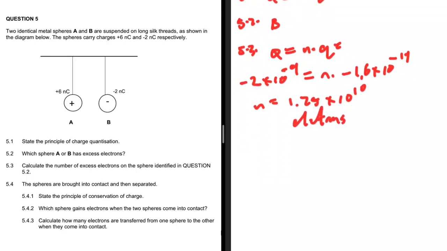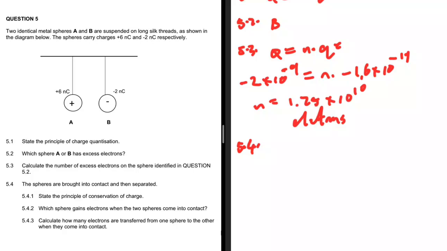So there we go. And 5.4, the spheres are brought into contact and then separated. State the principle of conservation of charge. The net charge of an isolated system remains constant during any physical process. But what does that actually mean?